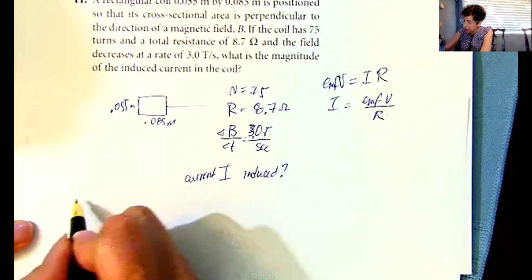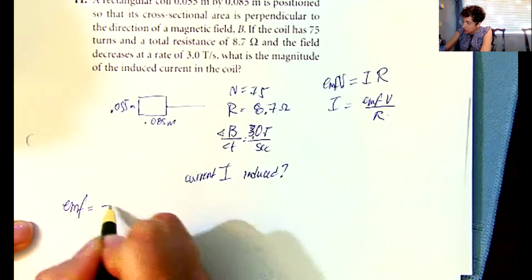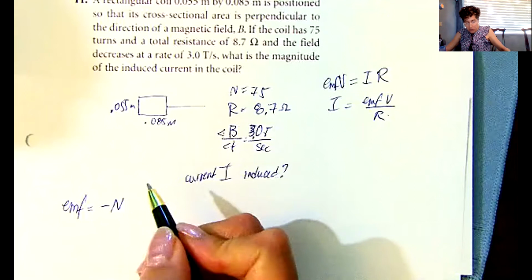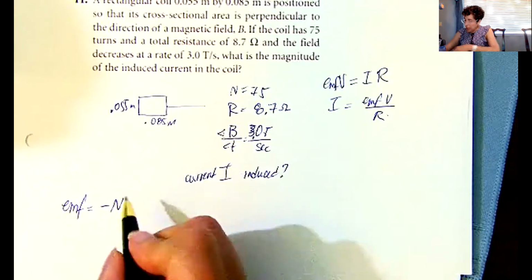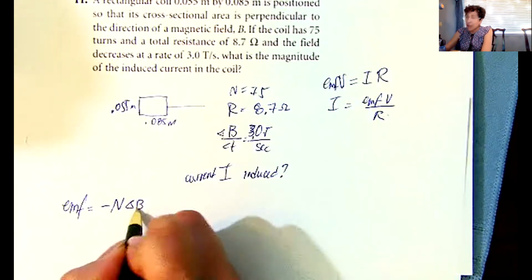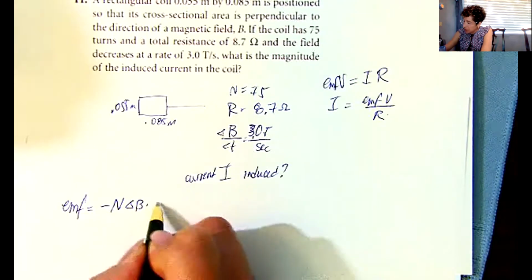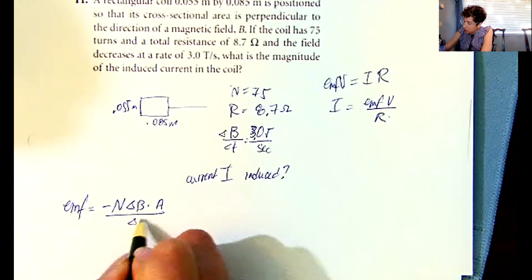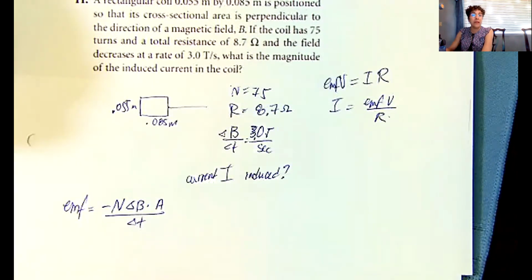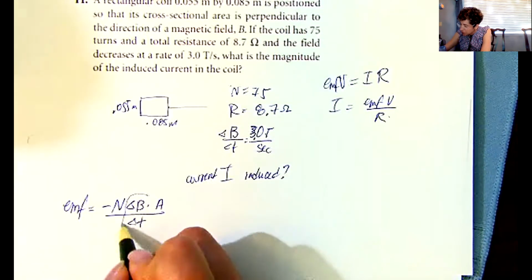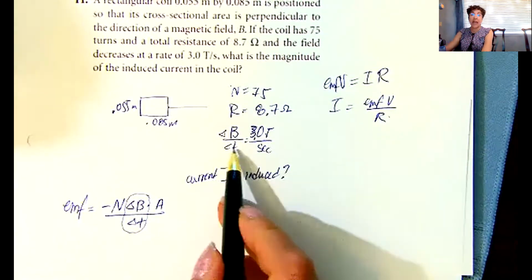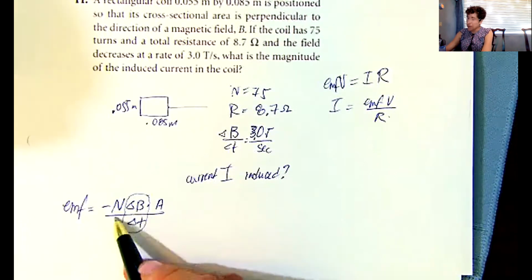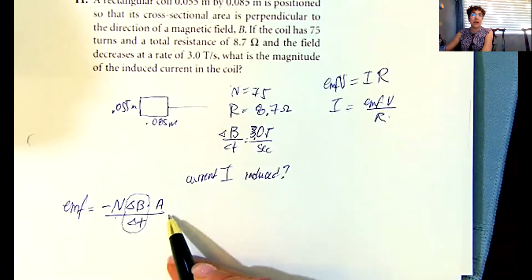Here we go. I got EMF is equal to negative the number of turns times the change of the field times the area, all over the time. And notice that they gave me this part already. So cool, all we have to do is multiply that times the number of turns times the area.